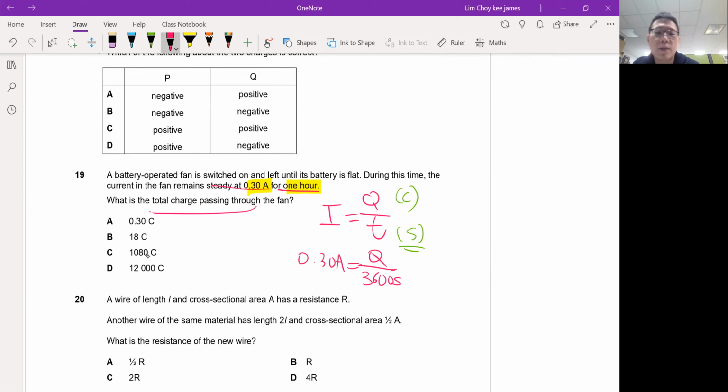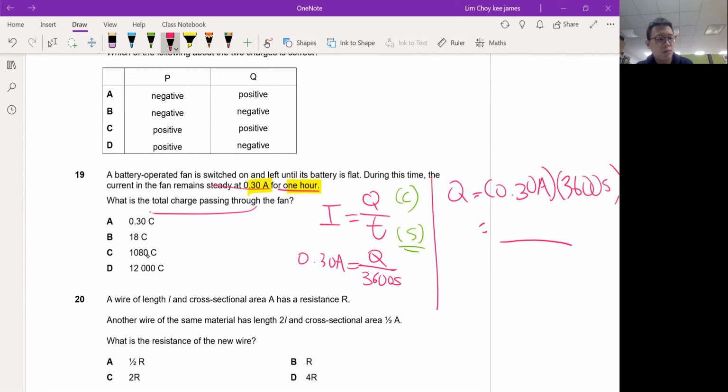So I want to find the amount of charge. Using your algebra, you'll find that Q will be 0.30 A times 3,600 seconds. So that will be the answer, which, I have no idea, let's punch my calculator, will be 1080 coulombs.